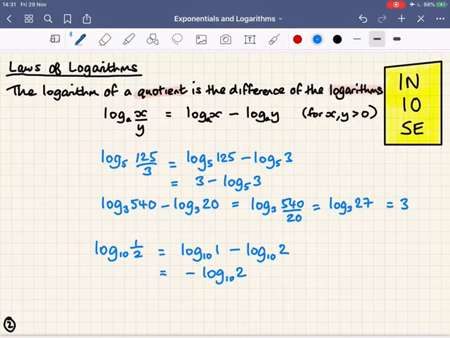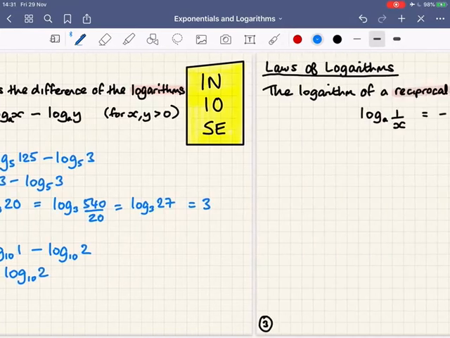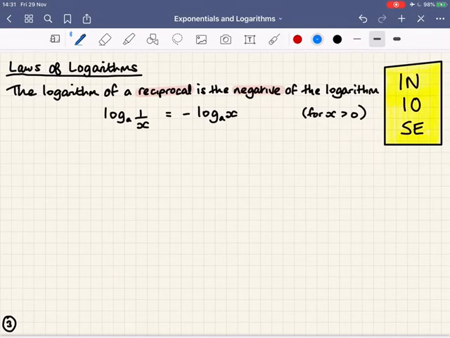And that will lead us to the next law, which is the logarithm of a reciprocal is always the negative of the logarithm. So if I had log to base 5 of 1 over 30, it's just going to be minus log to base 5 of 30, because log to base 5 of 1 is 0.